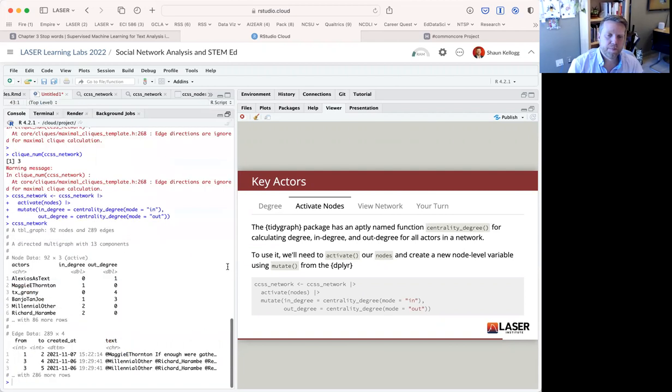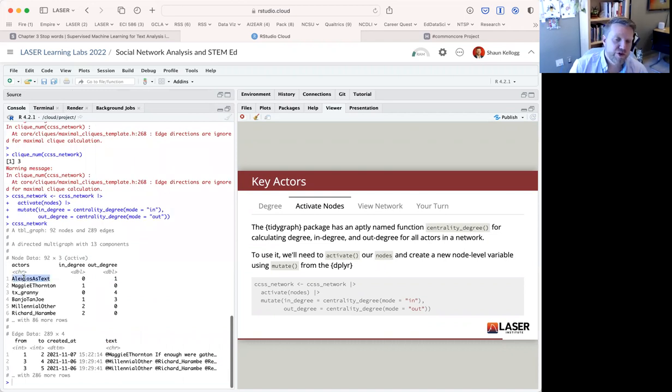So I run this. And now remember, before we had just the name of the people in this network, but we didn't have any other information about these individuals. Now we have information about these individuals. This Alexios as text, nobody has tweeted at him. He has 0 incoming ties, and he only did one tweet to another individual, just once. This Texas Granny has no ties coming in. Nobody's paying any attention to her, nobody's tweeting at her, but she tweeted at people 4 times. And this is just one measure that we can add to our node list.